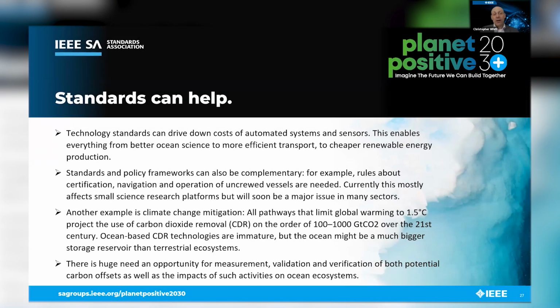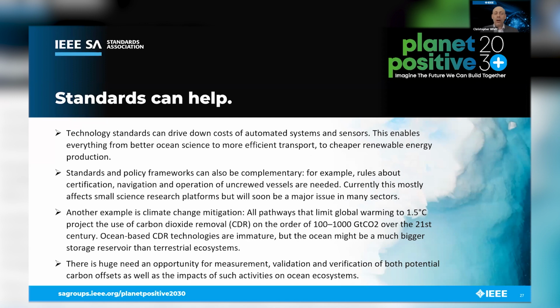How can standards help? And standards, of course, are not exclusively IEEE's domain, but this is one way we hope to be able to help. On a purely technological level, we can drive down the cost of automated systems and sensors. Like I mentioned, those things will be essential for the in situ measurements we need. But it's not just for better ocean science. It also can enable more efficient transport, more affordable renewable energy, and food production, and lots of other things.